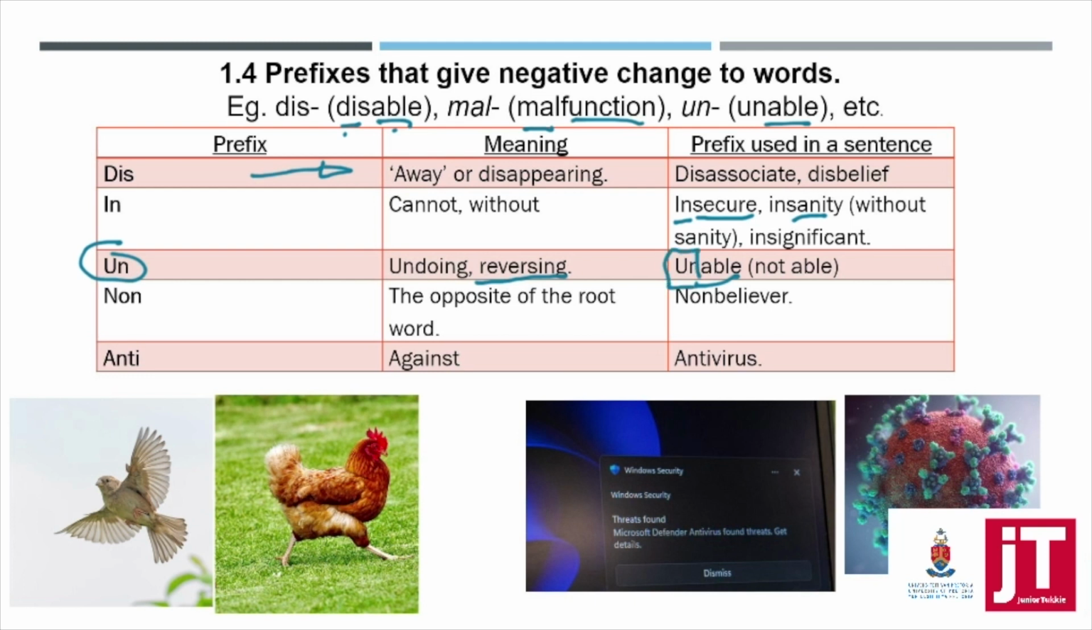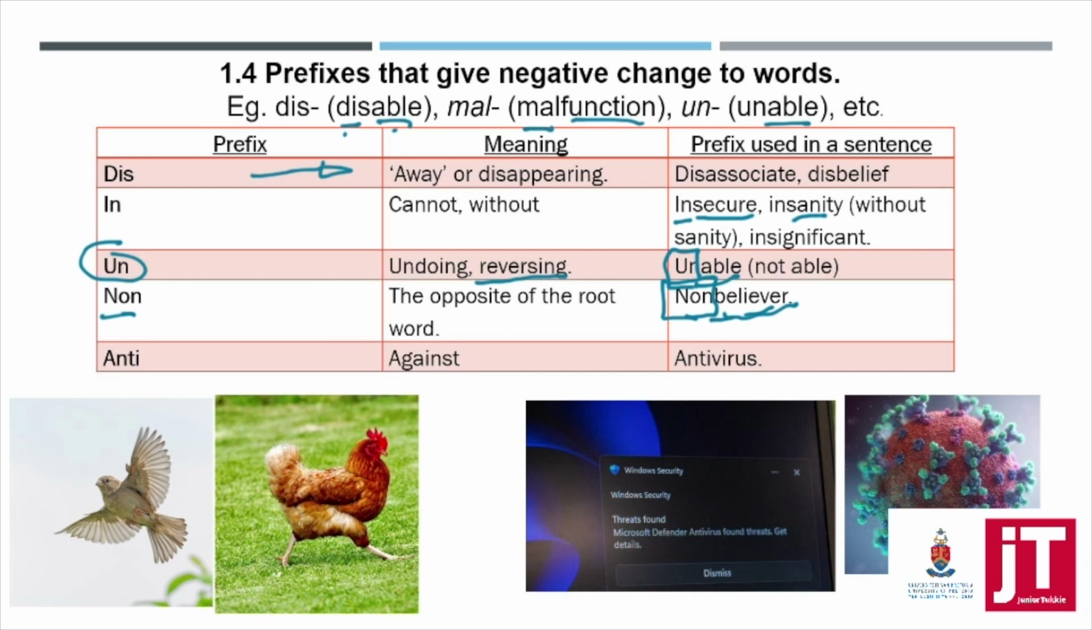Non means the opposite of the root word. Believer, non-believer. This is a group. They call themselves the believers, I guess. And then if you don't agree with that group, you are a non-believer. Perhaps people who fervently or vehemently believe in aliens call all of us non-believers because we don't really believe in aliens. I wonder.